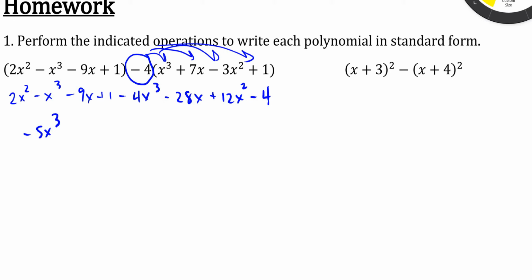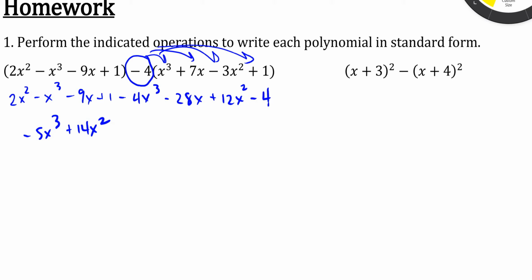Then we want to combine our x squared terms. So we have 2x squared and 12x squared, so that's 14x squared. Compare our x terms, -9, -28, it's -37x, and 1 and -4 is -3.